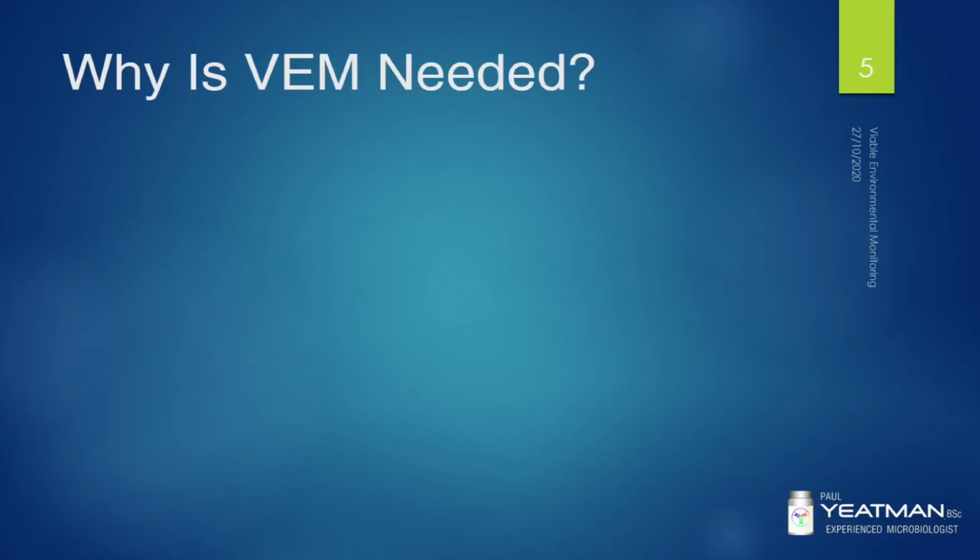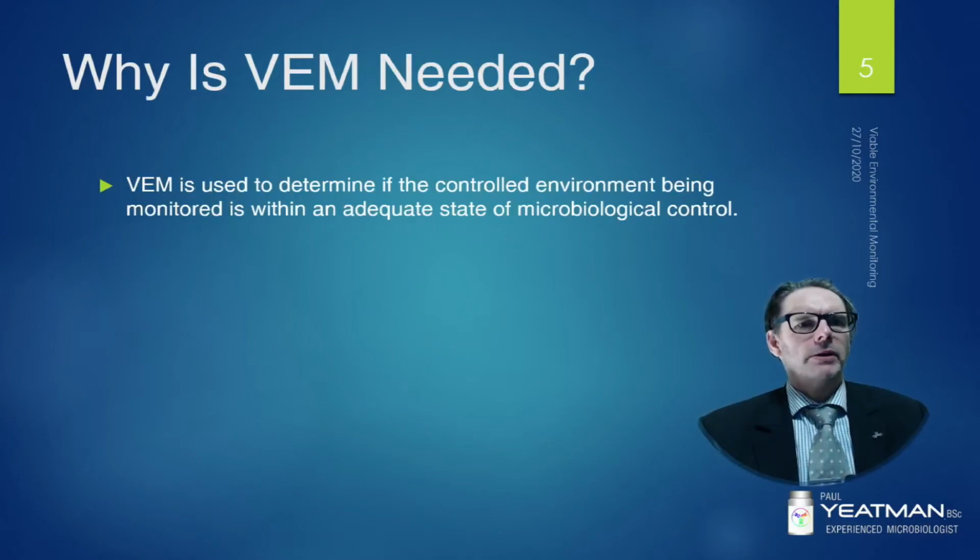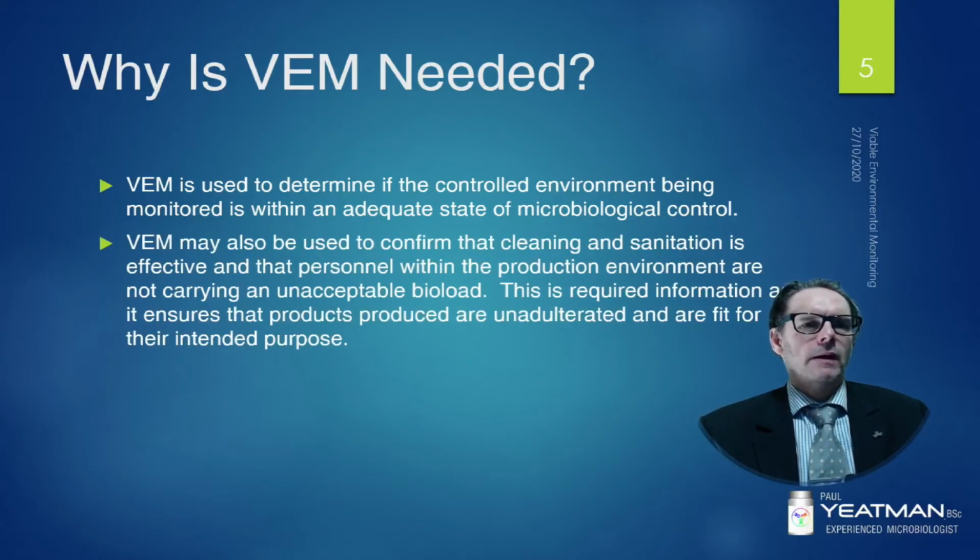Why is viable environmental monitoring needed? Viable environmental monitoring is used to determine if the controlled environment being monitored is within an adequate state of microbiological control. It may also be used to confirm that the cleaning and sanitation is effective and that personnel within the production environment are not carrying an unacceptable bioload. And this is required information as it ensures that the products produced are in an unadulterated state and are therefore fit for their intended purpose. So a product that has contaminants in it, so that's something not listed on the label, be that a strange chemical or a piece of glass or a microbe, then they're adulterated.